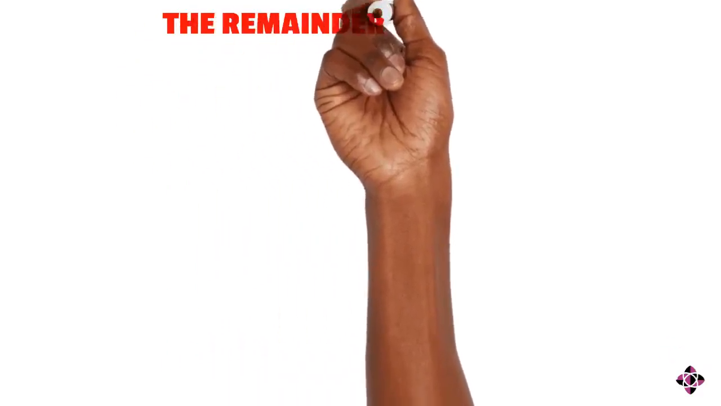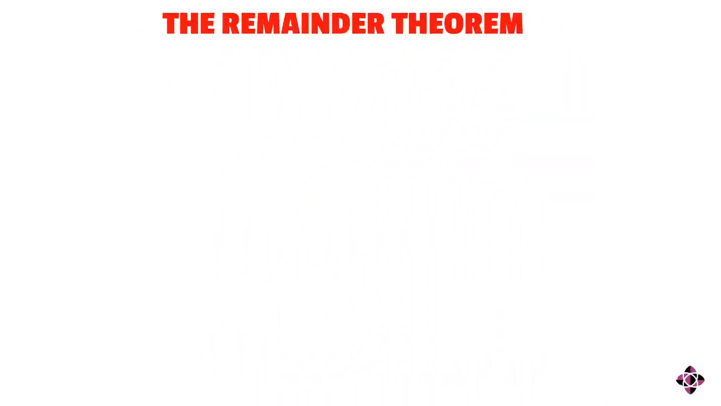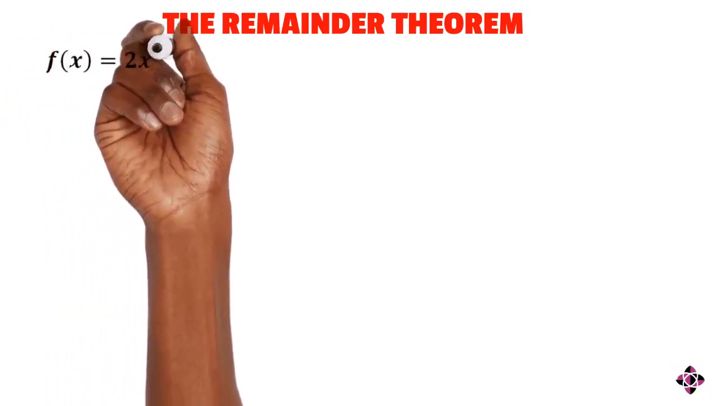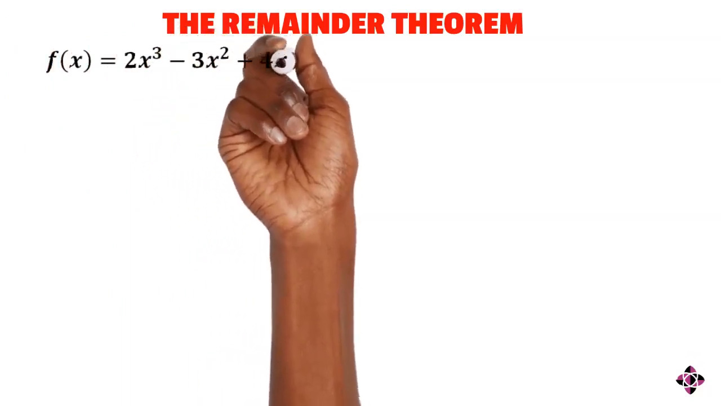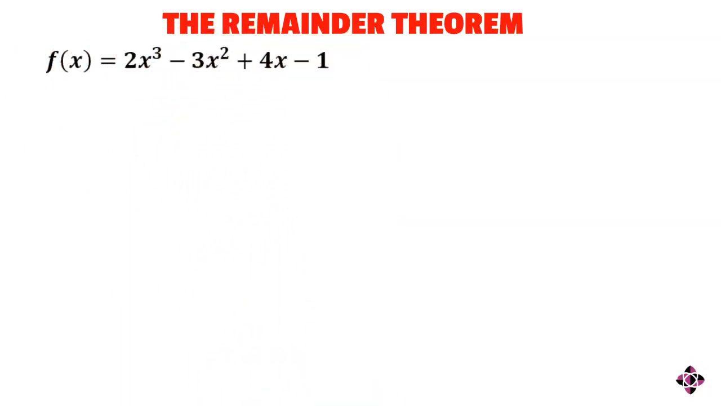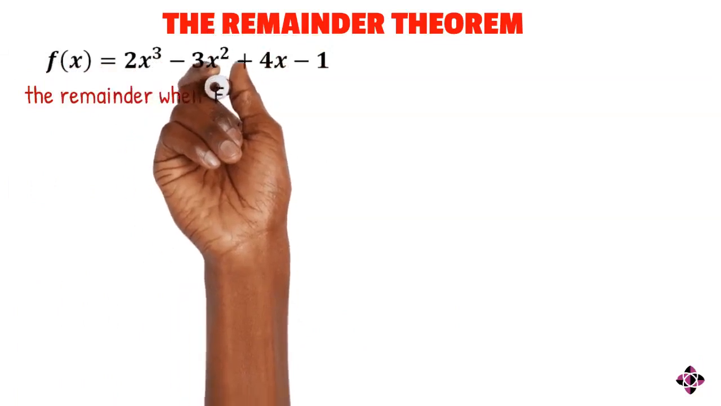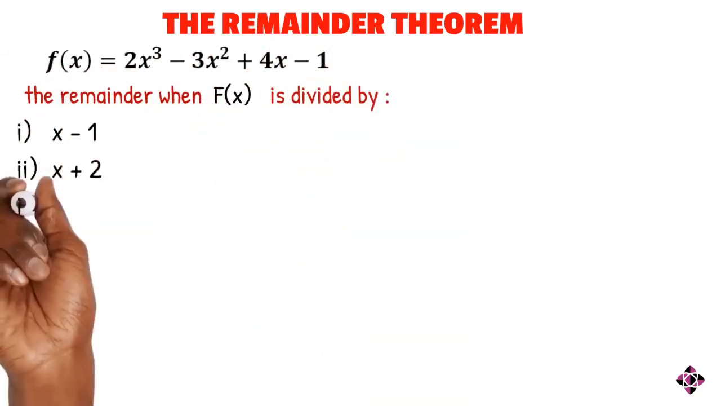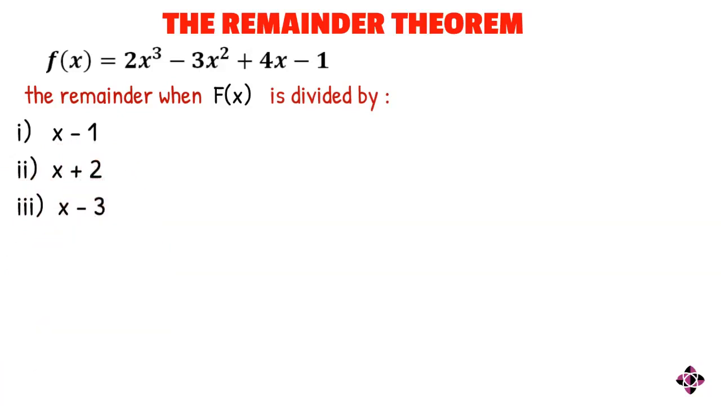The remainder theorem. The long division method, although a little bit cumbersome, enables us to find not only the quotient but the remainder as well. Suppose we are given the polynomial f of x equals 2x cubed minus 3x squared plus 4x minus 1, and we wish to find the remainder when f of x is divided by x minus 1, x plus 2, x minus 3. Let's start from 1.